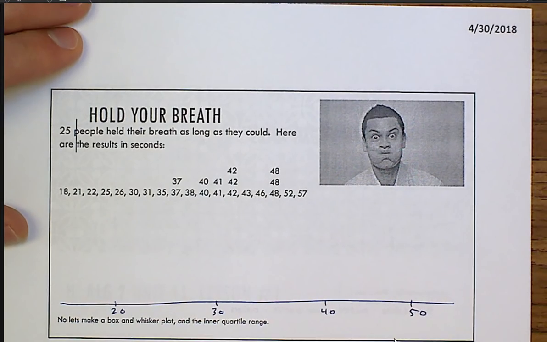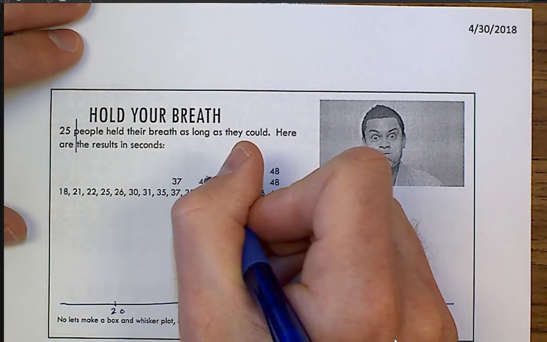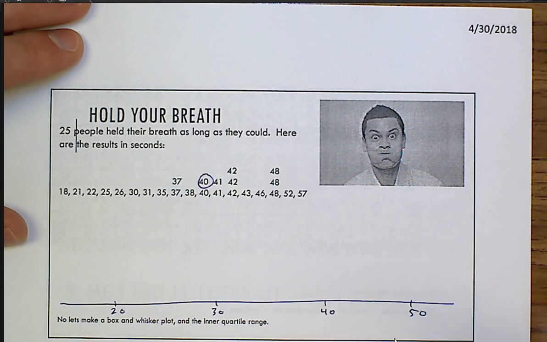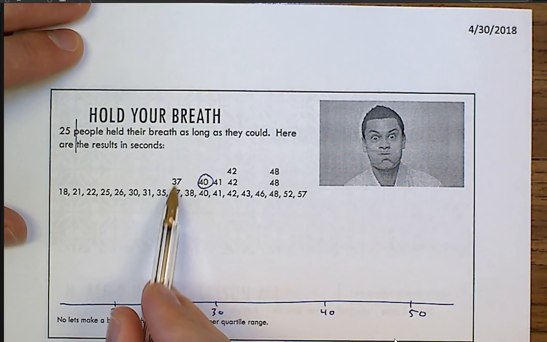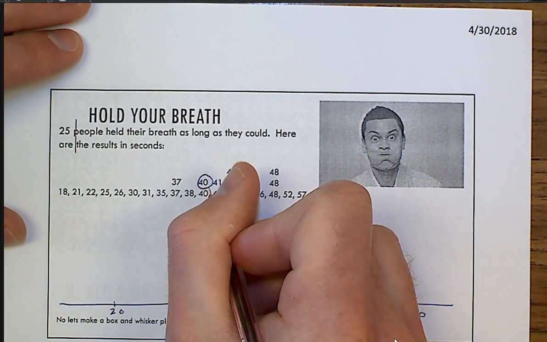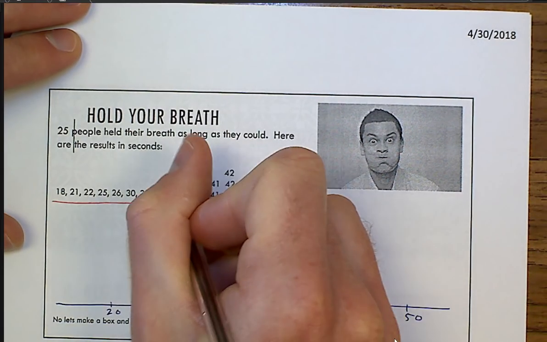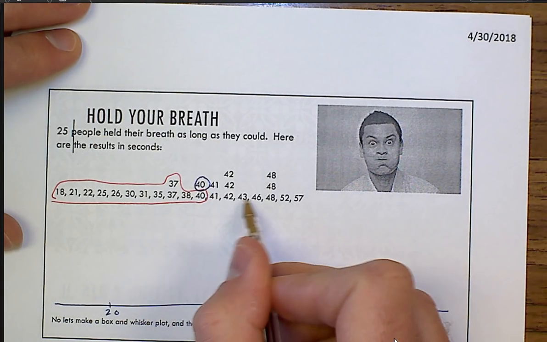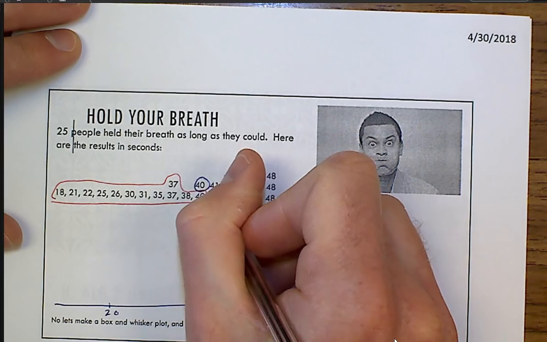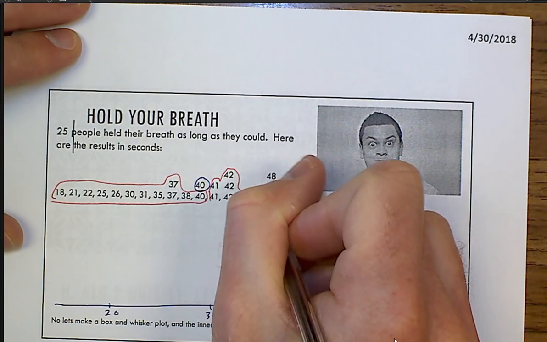All right, we learned from the previous slide that 40 was our median. And so basically we had 12 numbers here. That was the lower half. And 12 more, and these 12 here would be the upper half.